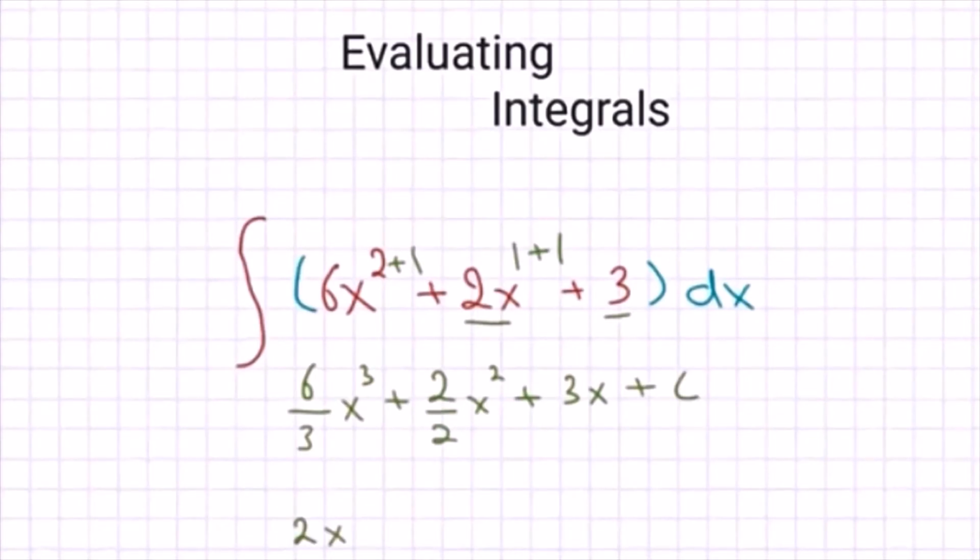2x to the power of 3. x to the power of 2. And then we're going to bring down 3x plus c. And that's our final answer.